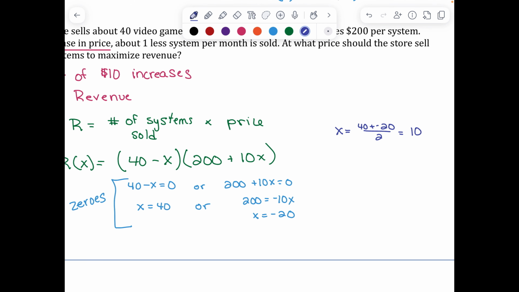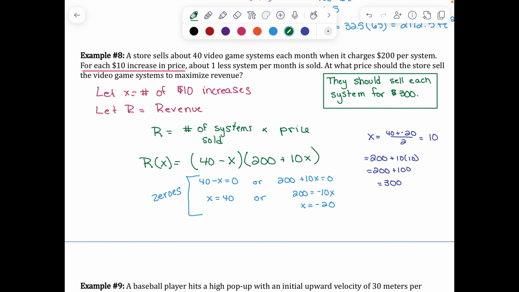So if I increase by $10 10 times, I'm increasing by $100, right? So we're saying 200 plus 10 times 10, 200 plus 100, so that equals 300. So we should be selling each game console for $300. Okay, let's look at our last one.